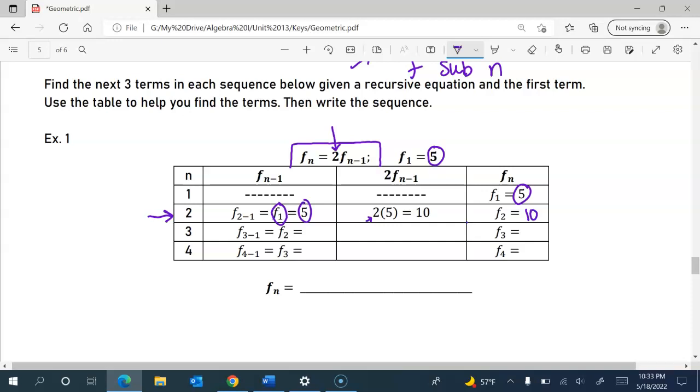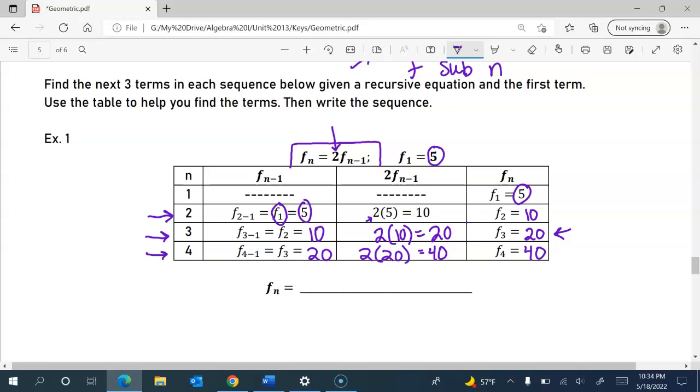In order to find my third term, I need to know what my second term was. Well, we just found it, it's 10. I know that every time I'm going to be multiplying by 2. 2 times 10 is 20. So my third term is 20. In order to find my fourth term, you need to know what your third term was. Third term was 20. We got that from over here. Every time I'm multiplying by 2, 2 times 20 is going to be 40. So my fourth term is 40.